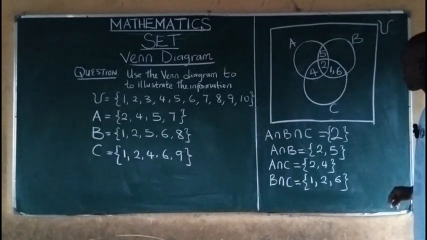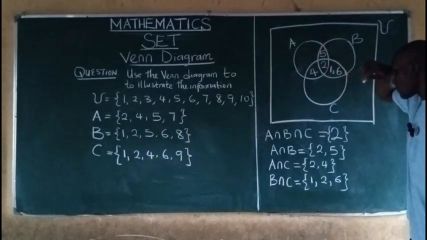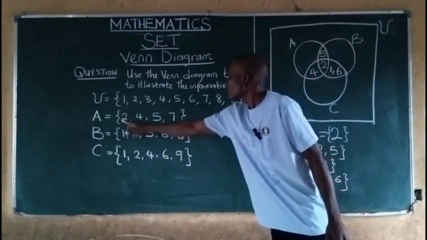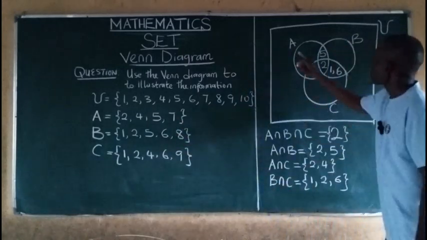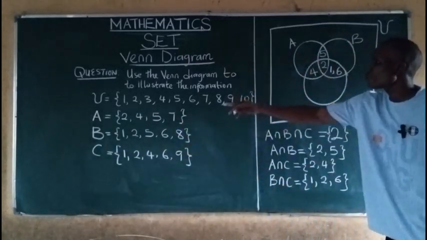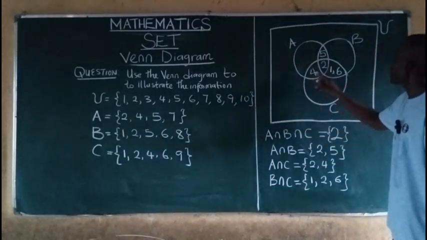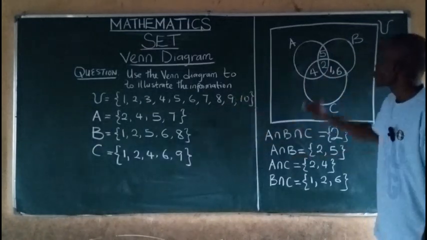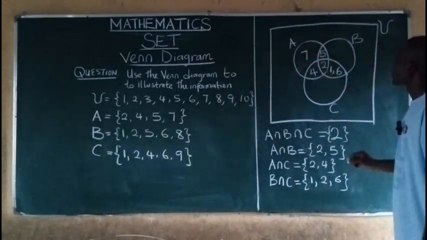So the next thing to do is to fill up the empty spaces. Now, for A, we have 2, 4, 5, and 7. The elements contained in A are 2, 4, 5, and 7. Here we have 2, 4, 5, but no 7. So we write that 7 here only.